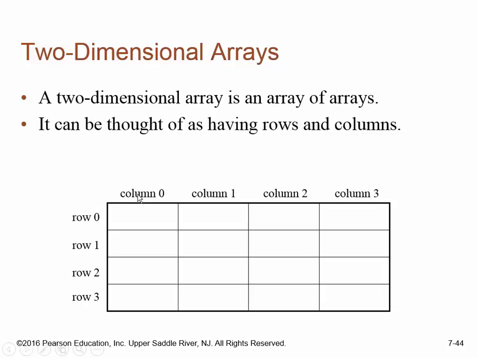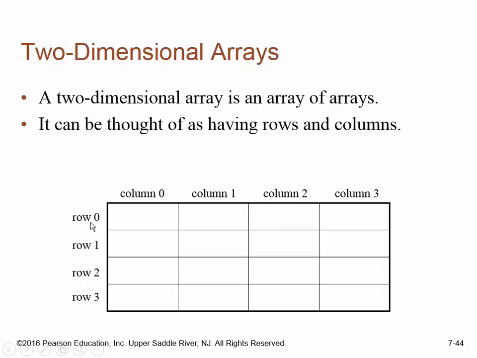But with spreadsheets, that's A, B, C, D, and that's 1, 2, 3, etc. But arrays are always done in a row-column order. So as you go down, it's row 0, row 1, row 2, row 3, etc. And as you go across, it's column 0, column 1, column 2, column 3, etc. So this is row 0, column 0. This is row 3, column 3.